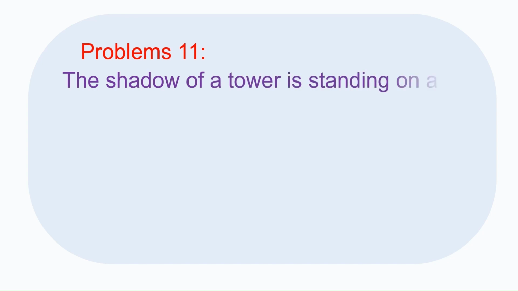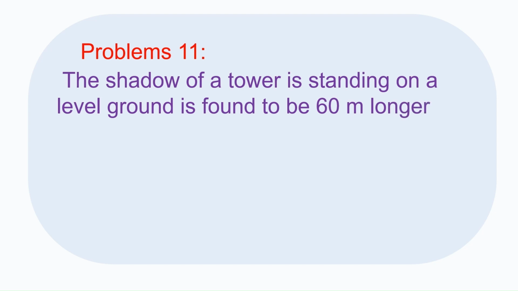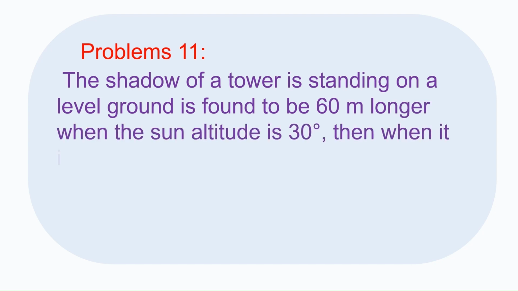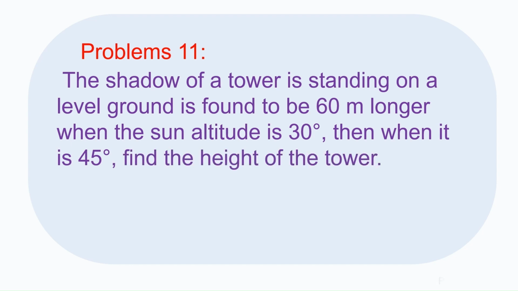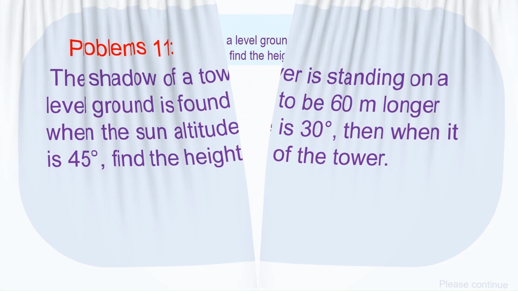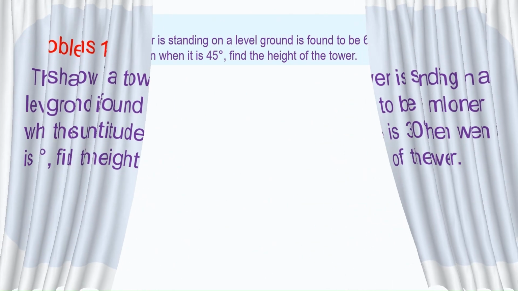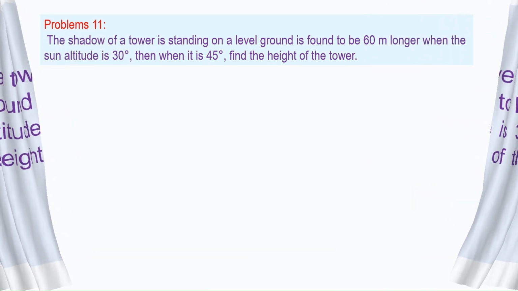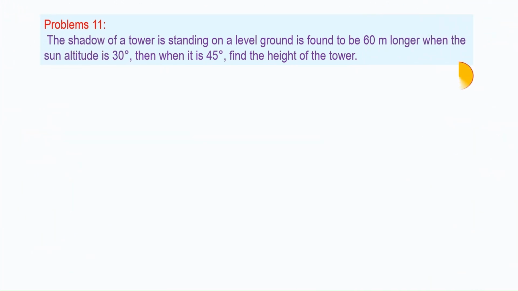Problem number 11. The shadow of a tower standing on level ground is found to be 60 meters longer when the sun's altitude is 30 degrees than when it is 45 degrees. Find the height of the tower. Imagine the scenario on the ground, and then convert this picture into simple geometry.